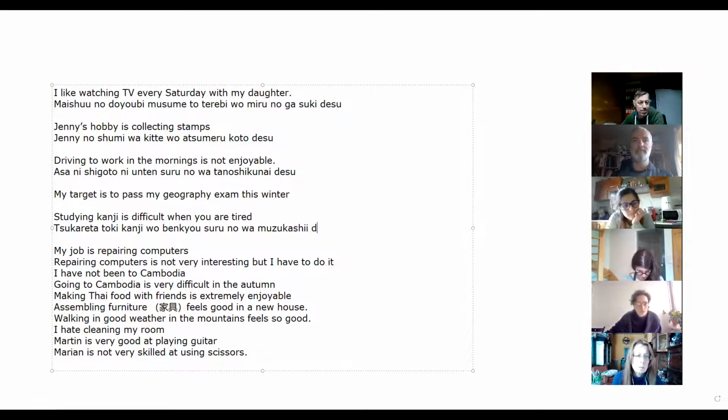Quick question. Shouldn't we use ni after toki? No. If you put ni after toki, it says it is when you are tired that studying kanji is difficult. But I don't want to specifically say that it's only when you're tired that the kanji is difficult. I just want to emphasize that when you're tired, it is difficult.